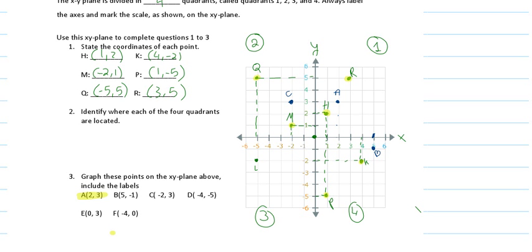Okay? I want to try the next one. So negative 4 and then negative 5. Negative 4 there. Go down to negative 5. That's right. So this is where your point is going to be. Perfect. Excellent. Thank you. That's D. Yep.